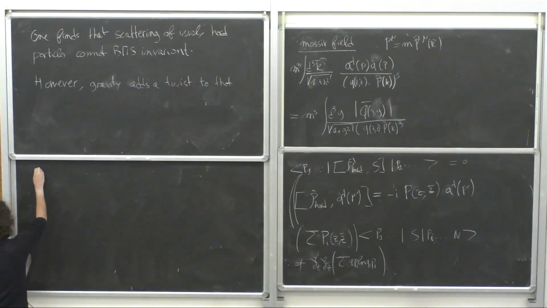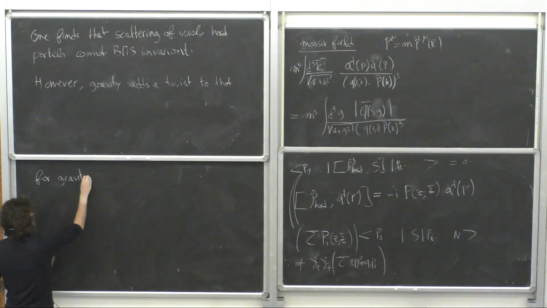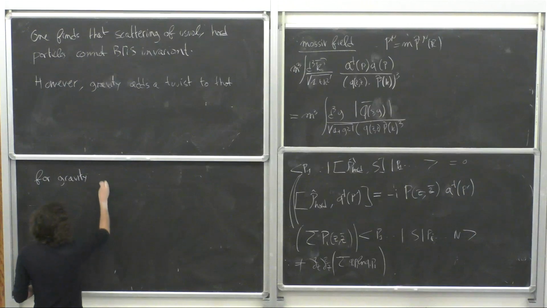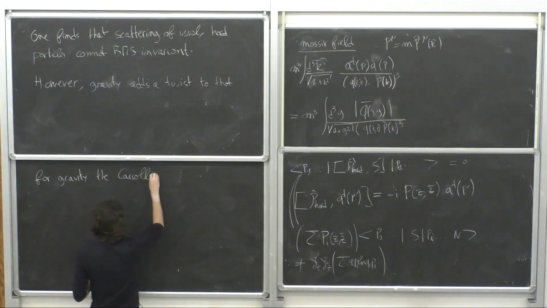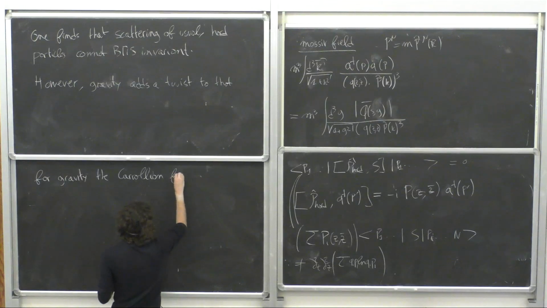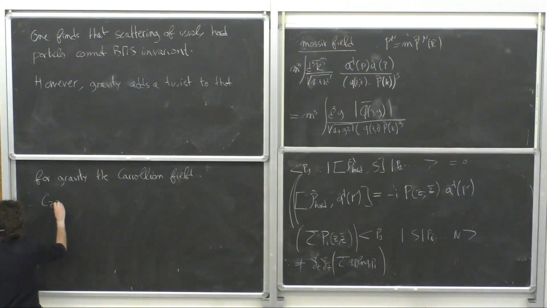Yeah, so for gravity, the carrier field, as we know, is this asymptotic shear.